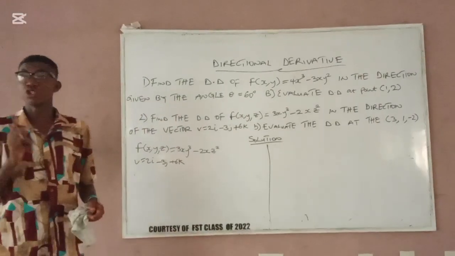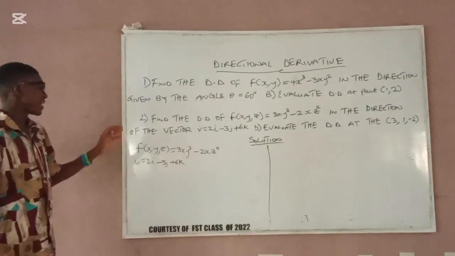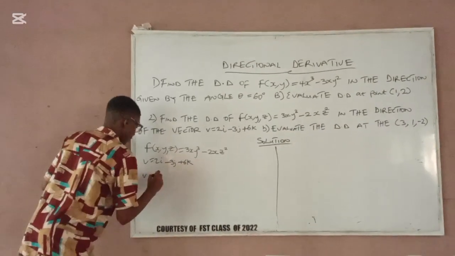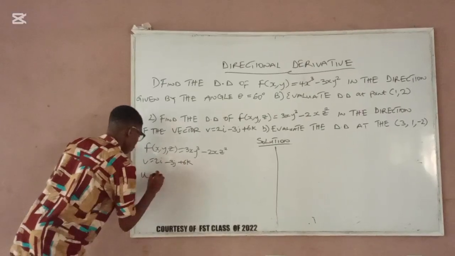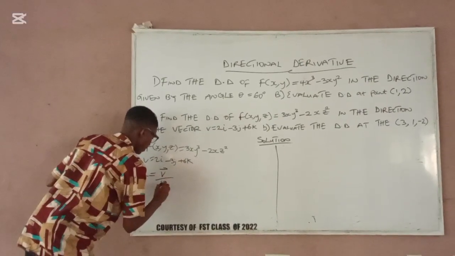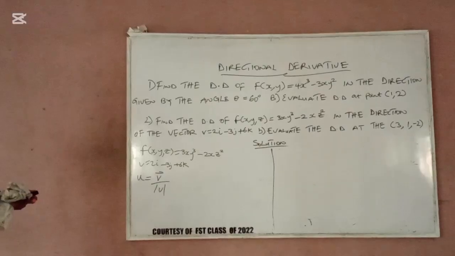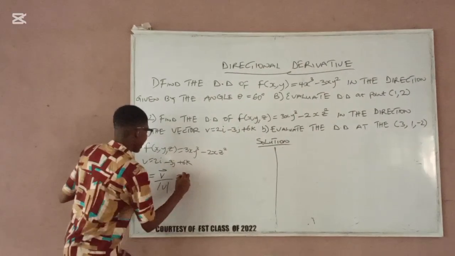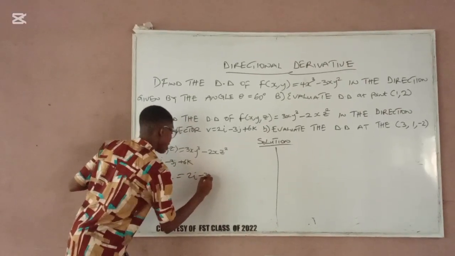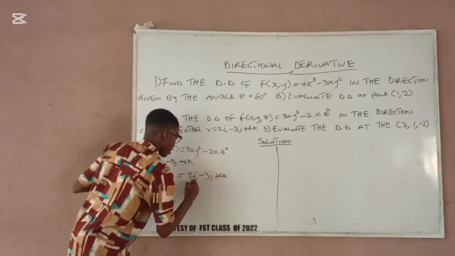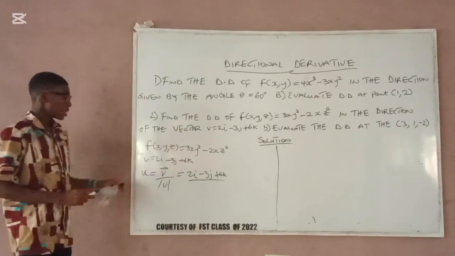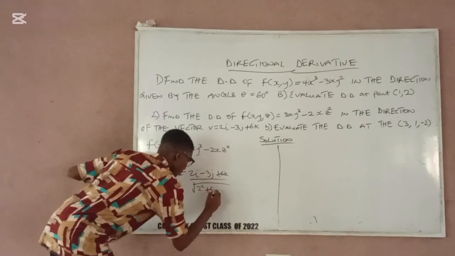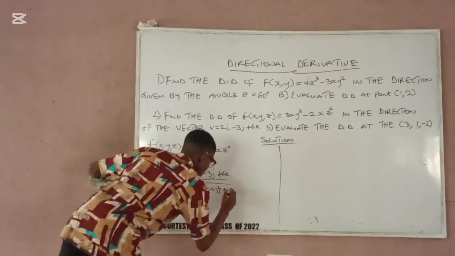When the vector is given, finding your u is very easy. If I give a vector, your u equals the direction of the vector all over the magnitude of the vector. Let's find your unit vector. The direction of the vector is 2i minus 3j plus 6k. This is the direction of the vector, same as in the question. The magnitude of the vector is the square root of 2 squared plus minus 3 squared plus 6 squared.